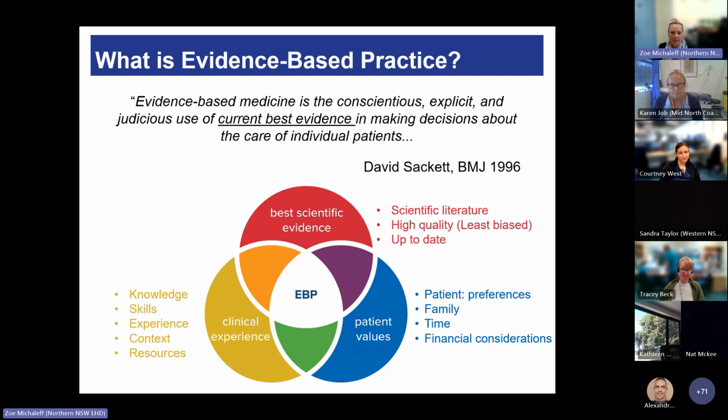Lastly, when we're thinking about the best scientific evidence, we're talking about the scientific literature here. And we're essentially talking about research. And ideally, we want to inform the decisions you make with high quality or the least biased research available. And the research component is actually really important to remain up to date with practice and ensure that the care you're providing is actually the best for the patient and the service.